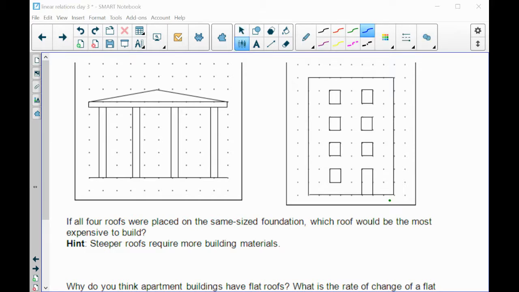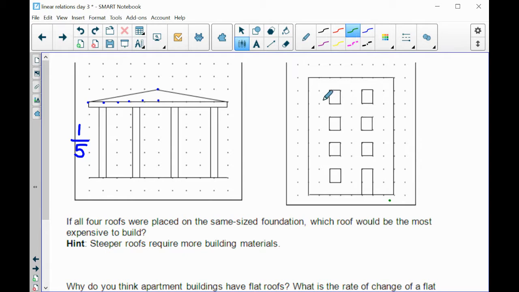So we'll count the pitch on the first house, which will start here. And we go 1, 2, 3, 4, 5 is our run. So that's the bottom of our fraction. And then our rise is only 1. So for a rise of 1, we have a run of 5.